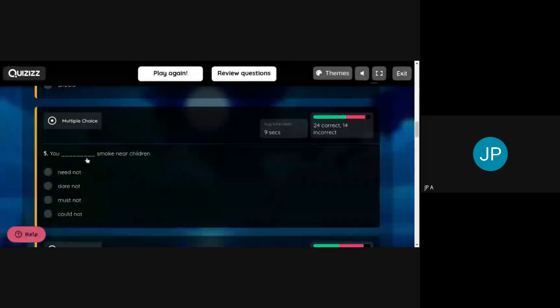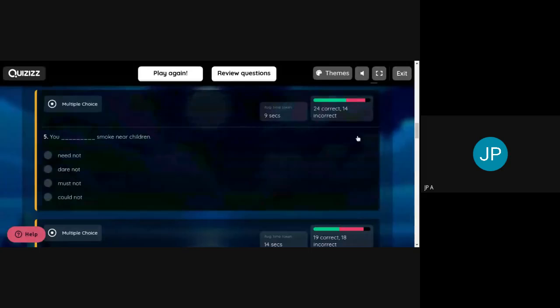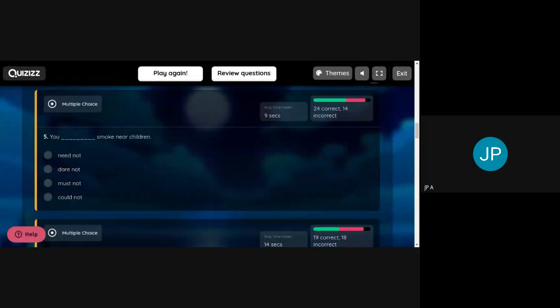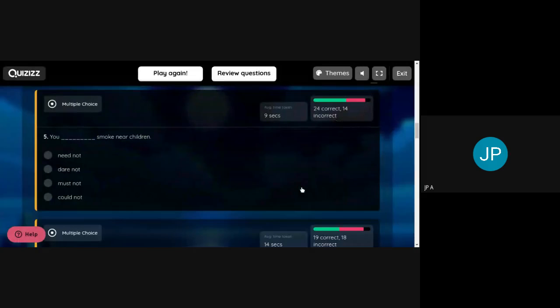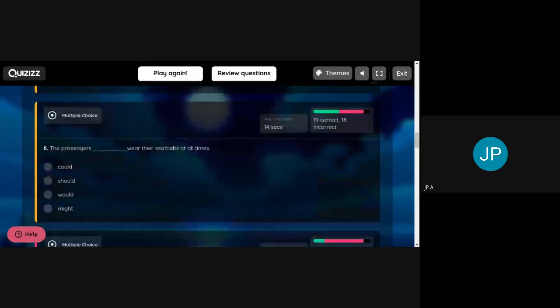Then dash you dash smoke near children. Must not. Yes, Gauri, correct. Must not, so you must not smoke near children. So that is 24 people have got it correct. 14 are incorrect. The next one is: the passengers dash wear their seat belt at all times.